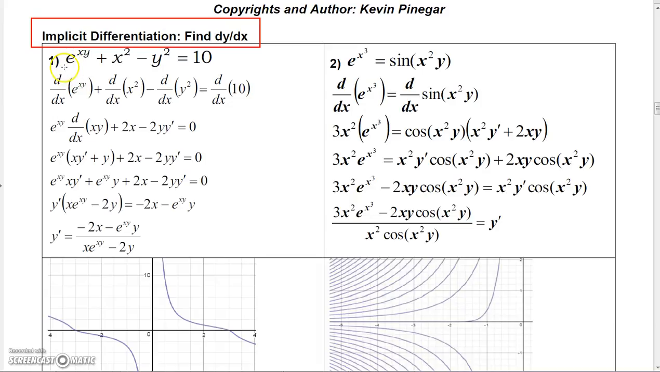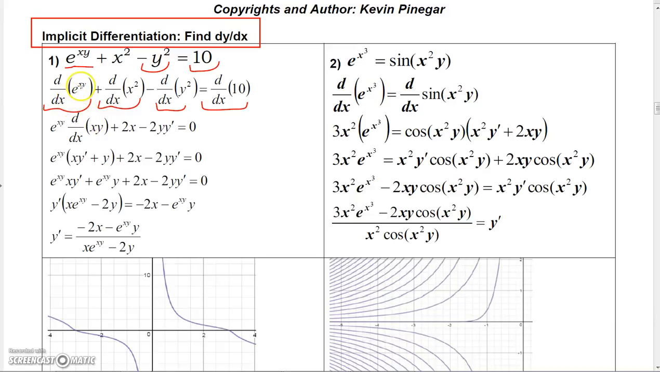Okay, but now let's talk about implicit differentiation. So we want to find dy over dx here. What I'm going to do is I have e to the xy, and I want to apply the derivative to that, and then I have plus x squared, so I want to apply the derivative to that, and then I have minus y squared, so I'm going to apply the derivative to that, and then of course apply the derivative to 10. So I'm going to apply the derivative with respect to x to each of those.